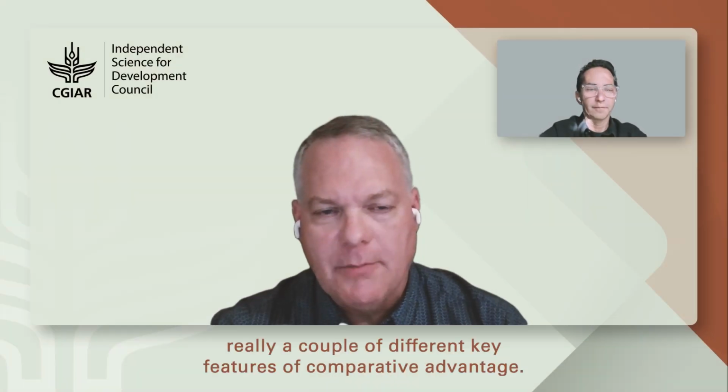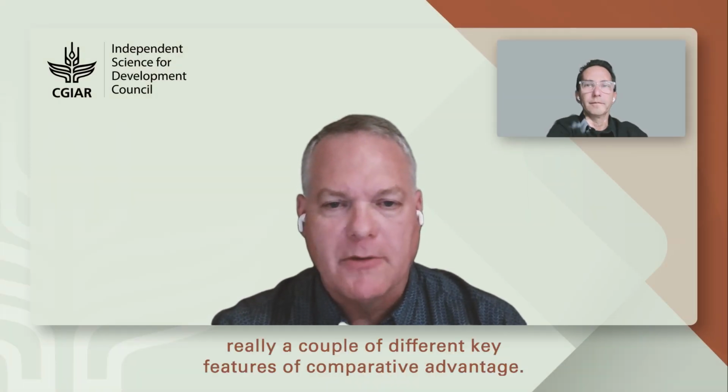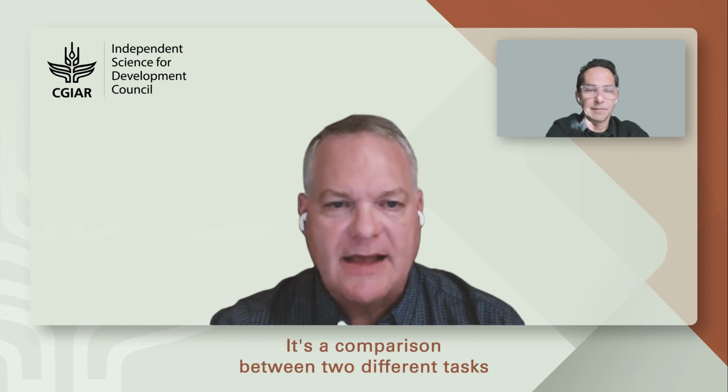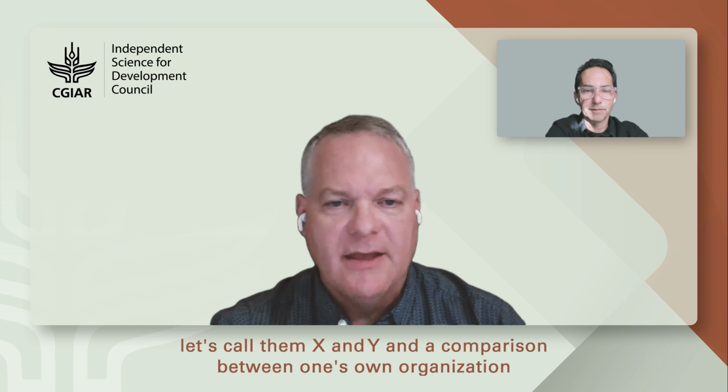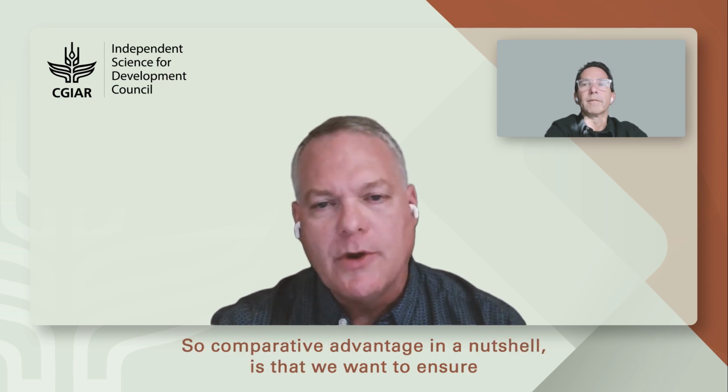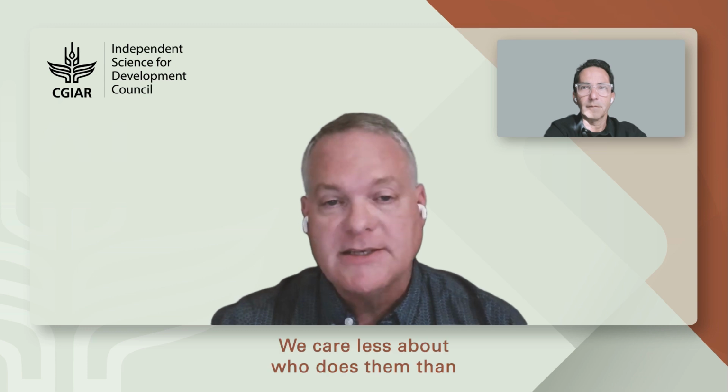There are really a couple of different key features of comparative advantage. It's a comparison between two different tasks, let's call them X and Y, and a comparison between one's own organization, CGIAR in the present case, and other organizations. So comparative advantage in a nutshell is that we want to ensure that two tasks, X and Y, are both accomplished. We care less about who does them than that they're done and done well and in a timely fashion.